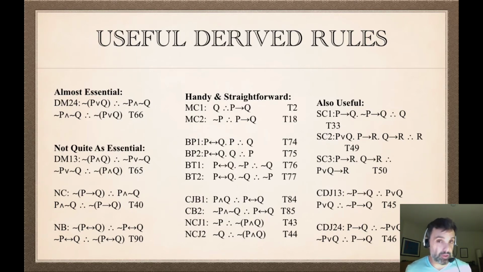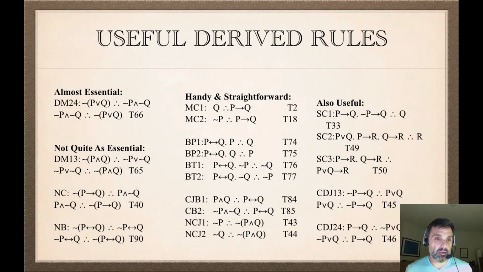Now, there are a bunch of versions of DM. Once you've derived one, you don't need to tell it which one to use. You can just enter DM. You don't have to say DM2 or DM4. If multiple versions are applicable, the program will ask you which one you want to use, but you don't need to enter the numbers. And then, not quite as essential, we have DM13, which applies to negated conjunctions and turns them into a disjunction of negations, or again, vice versa.